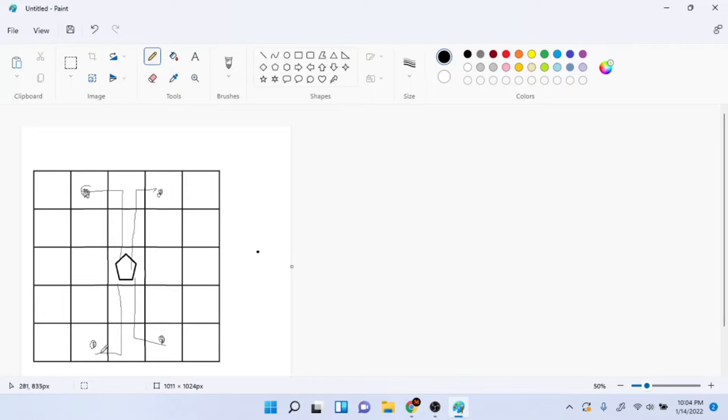And I also could move up one and to the left two, so I could move another L shape. Up one to the left two, right here. Up one to the right two, up here. And then down one to the right two, right here. Down one to the left two, right here. So that's basically the different ways a knight can move.